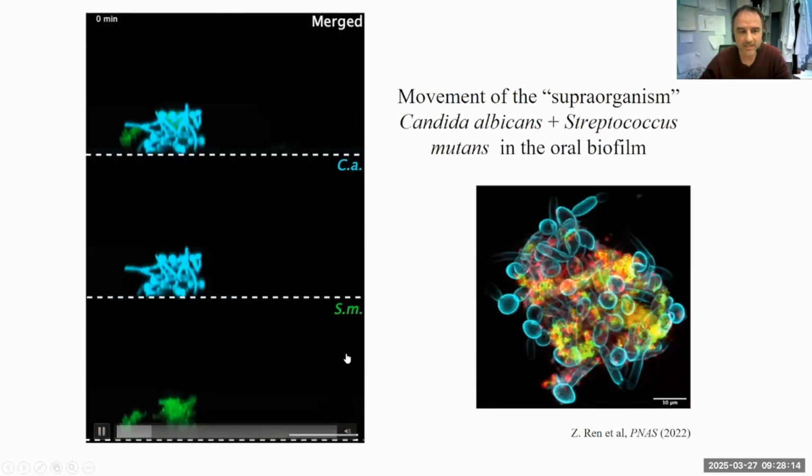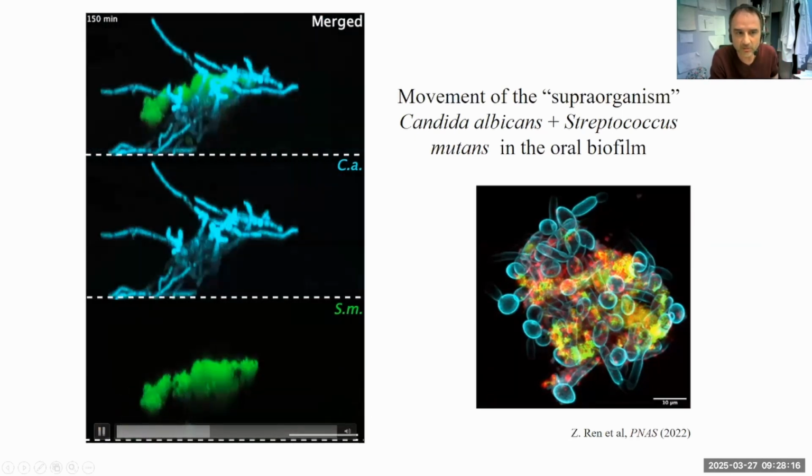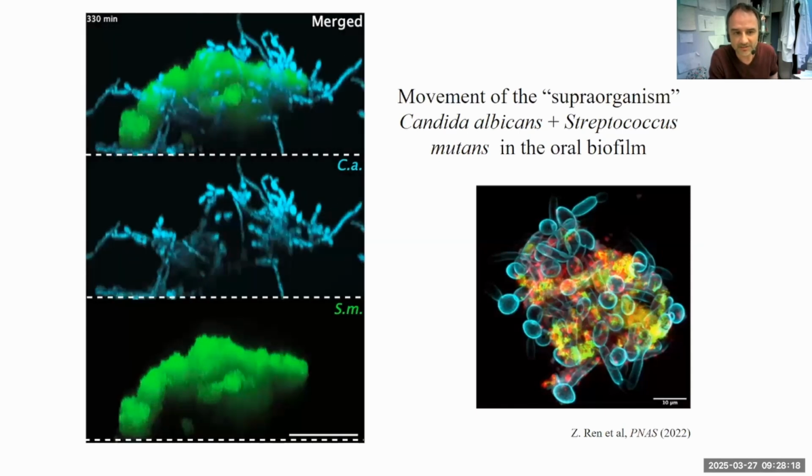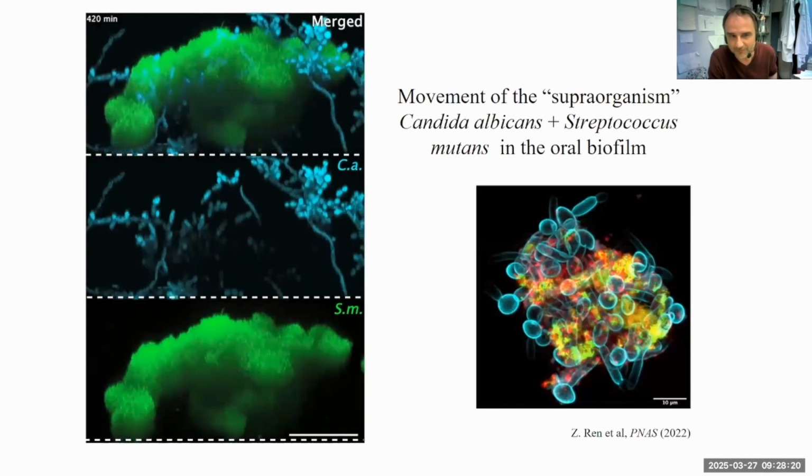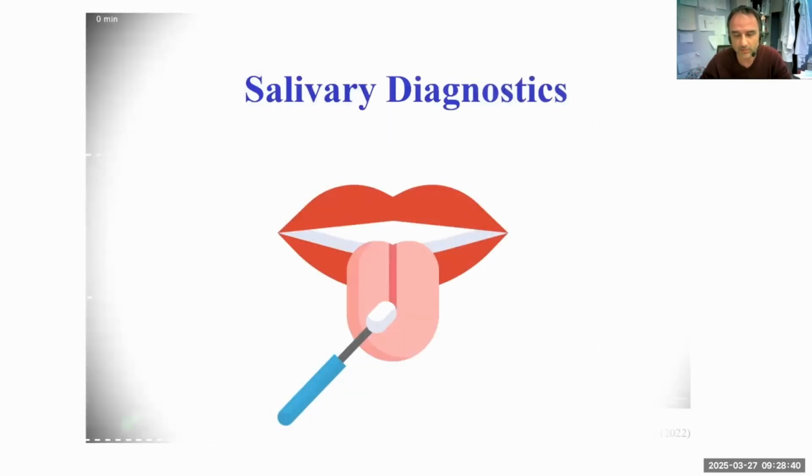I'm going to put it again. So these green are the streptococci. They grow while they are being transported by these little jumps of Candida, using hyphae from one place to another. So I think we are now at the beginning of understanding these multi-species interactions that go beyond bacteria, and they can be between bacteria and fungi as well. So I think this is already changing our way of understanding how oral biofilms work.